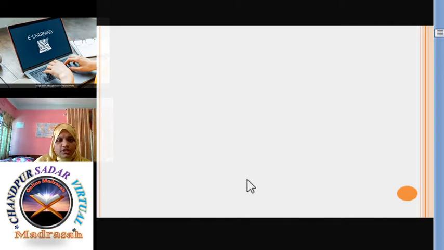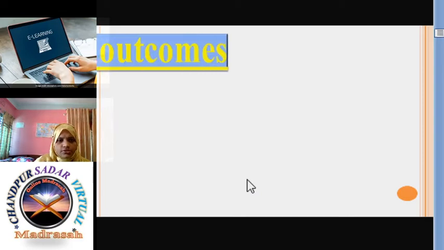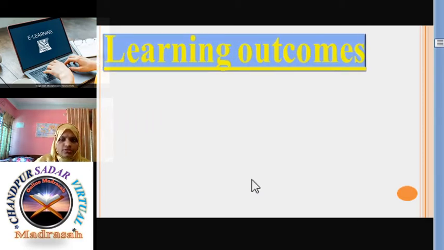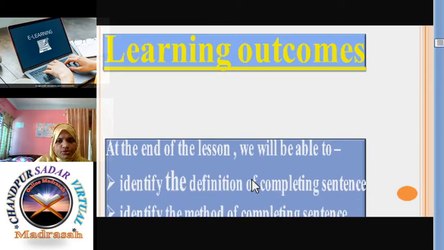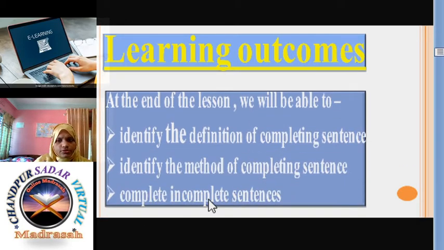So let's enjoy the class. My students, sit with your exercise book and pen and note down the important topics or important parts. So, learning outcome. After the lesson, we will be able to identify the definition of completing sentence, identify the methods of completing sentence, and complete incomplete sentences.